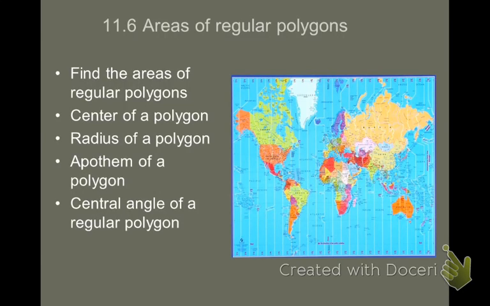And 11.6 is on how do you find the area of a regular polygon. So we're going to have some new vocabulary words: center of a polygon, radius of a polygon. I know you think that the center and the radius should be with the circle. And then we're going to have the apothem of a polygon and the central angle. Those are all the parts, all the vocabulary that you need to understand today.